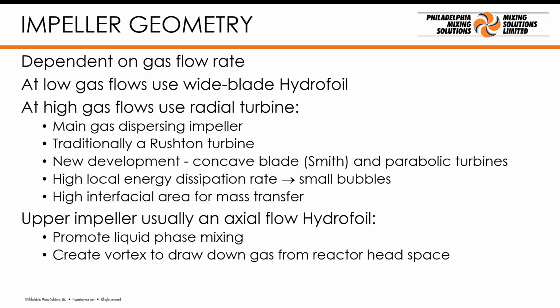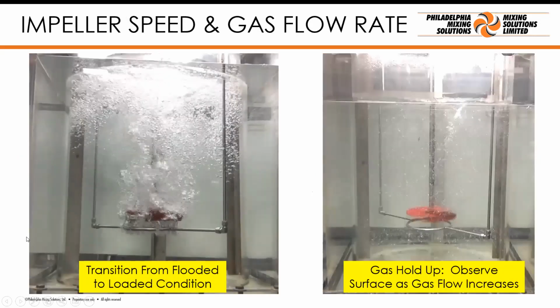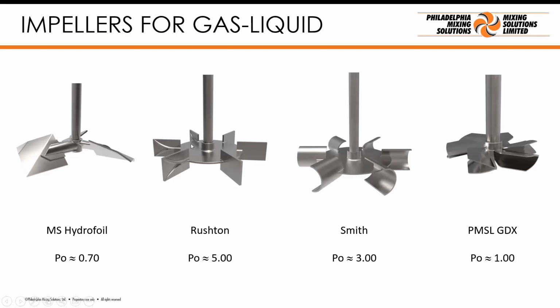And in some cases, we might want to create a vortex to draw unreacted gas down from the headspace of the reactor. So here are the impellers. This is the medium solidity hydrofoil with a power number of 0.7. Then we have the Rushton turbine, which was developed in the 50s for gas dispersion. Then the Smith, which is the 1980s, 1990s version with a blade made of half pipe. And then we have an impeller with a parabolic blade. I'll explain this evolution of flat to parabolic blades as we move through the talk.